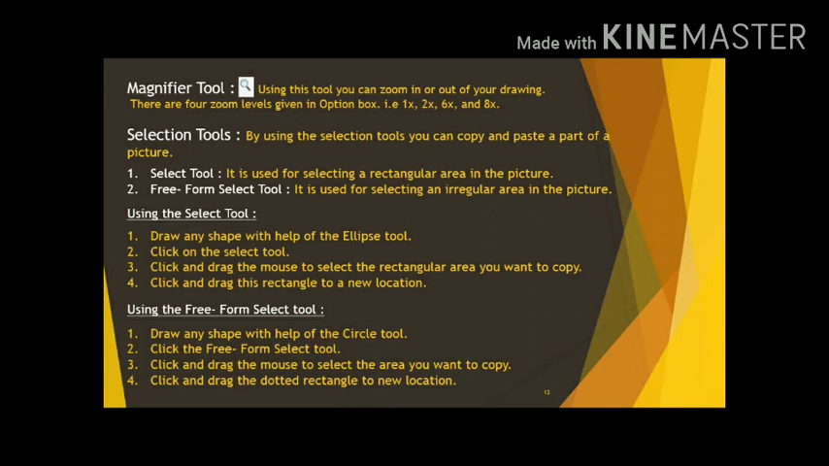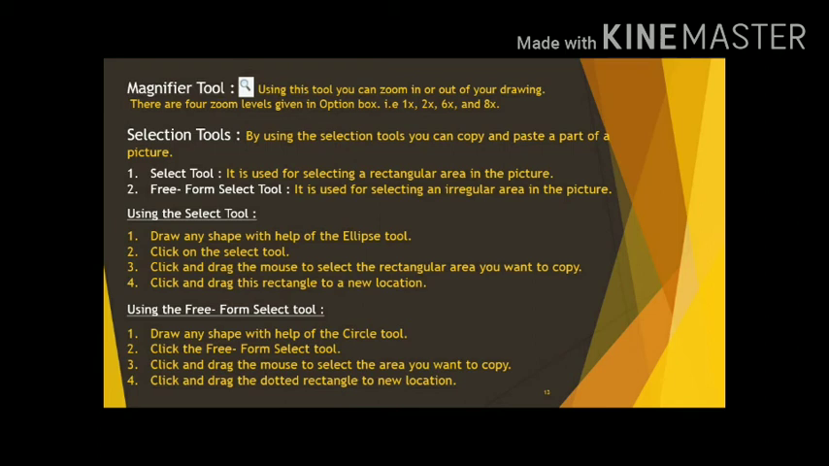Second, the free form select tool is used for selecting an irregular area in the picture. Using the select tool, steps are: first, draw any shape with the help of the ellipse tool. Second, click on the select tool. Third, click and drag the mouse to select the rectangular area you want to copy. Fourth, click and drag this rectangle to a new location.